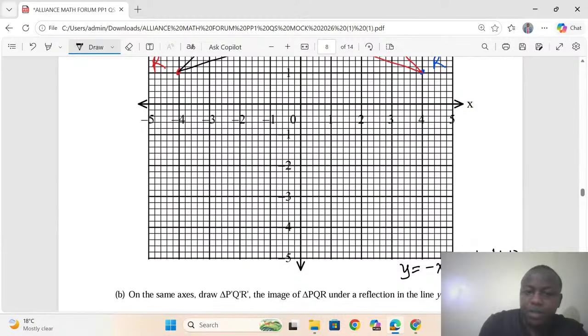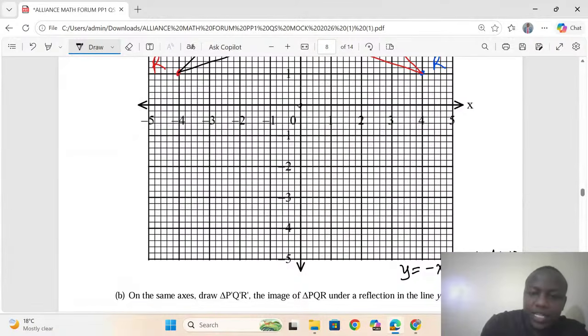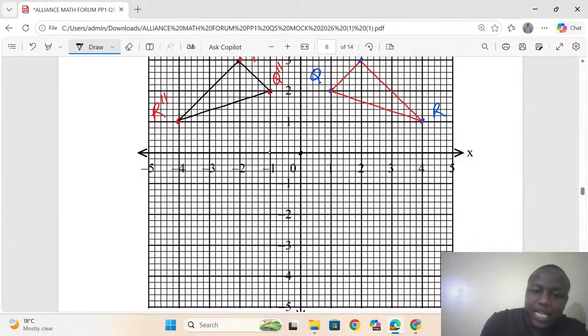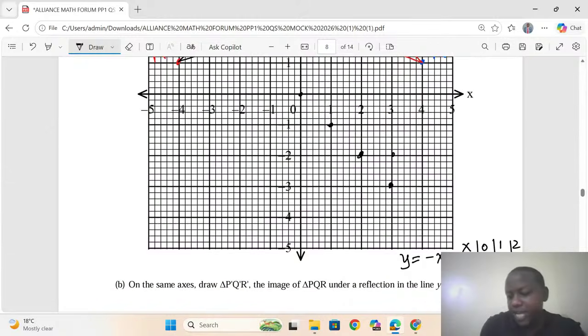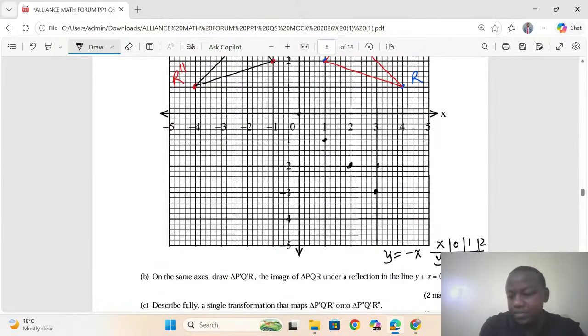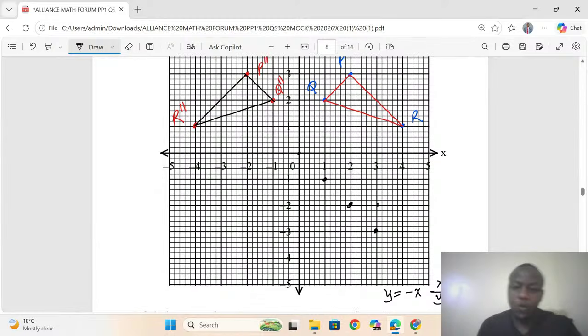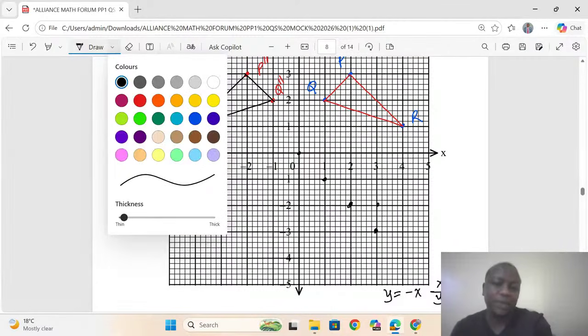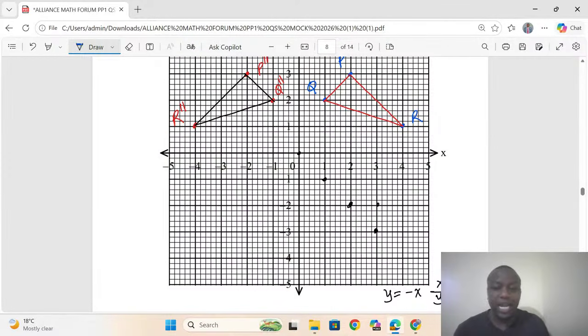Then it means the line passes through this point. So 0 is there first. So 1, negative 1. 2, negative 2. 3, negative 3. So with this, we can draw a straight line which will serve as our mirror line now. Line y equals negative x. So let me do that straight line. The straight line is here.